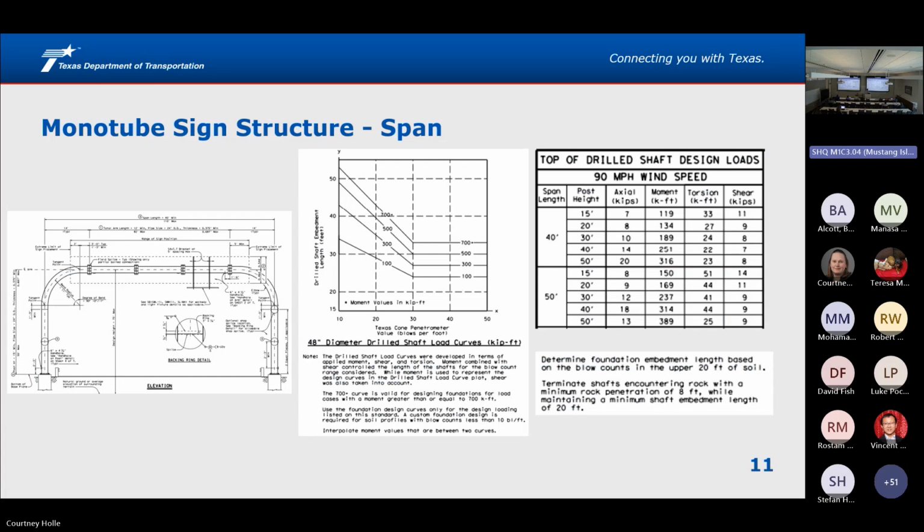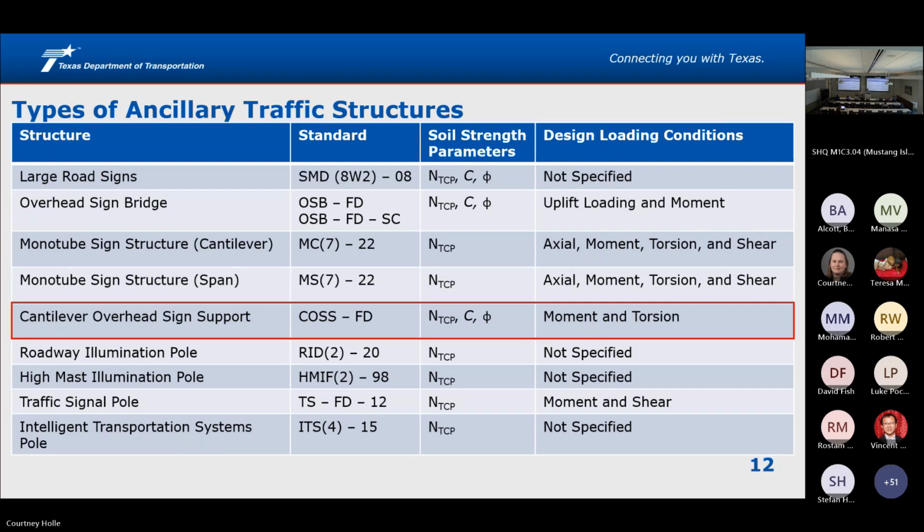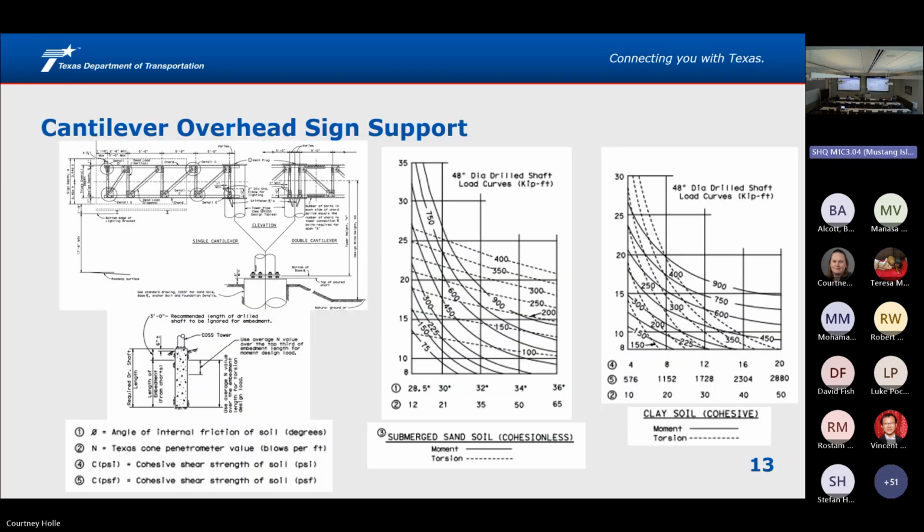So for the span structure, it's a little bit different here. We actually have it tabulated in a chart. A lot of the standards have things separated between clay and sand. Here we don't. Here we've taken this and created an envelope. So it's the actual blow count, and the blow count applies to both. I'm going to go into more detail on this one because I have one example related to cantilever overhead sign structures. But again, we provide C and phi on this one as well, and this one's based on the controlling of either the moment or the torsion here.